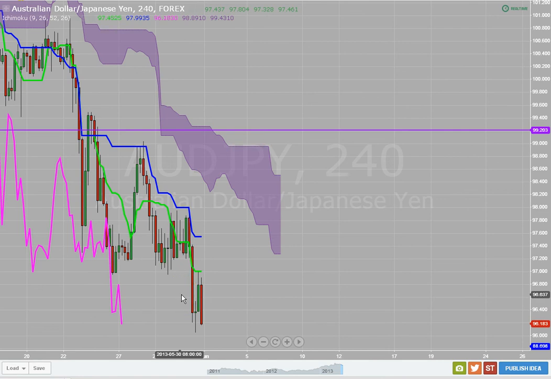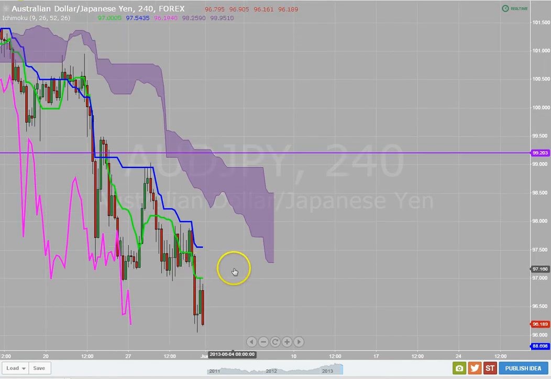That's everything for the whole week. That's what I'm looking at. Those are going to be the pairs that I'm looking at. I saw some very good trades on there.